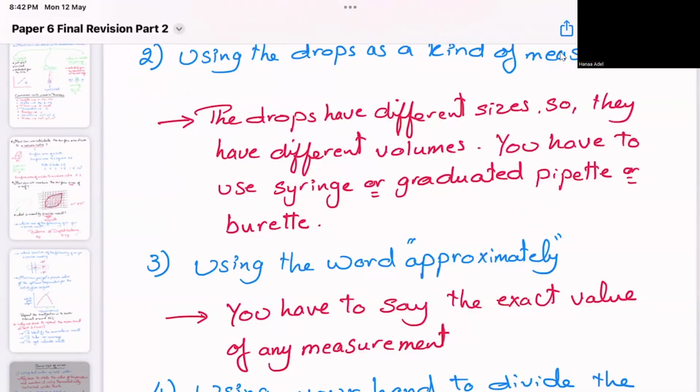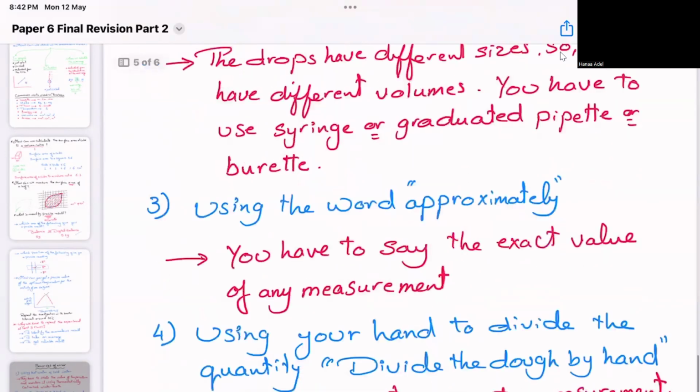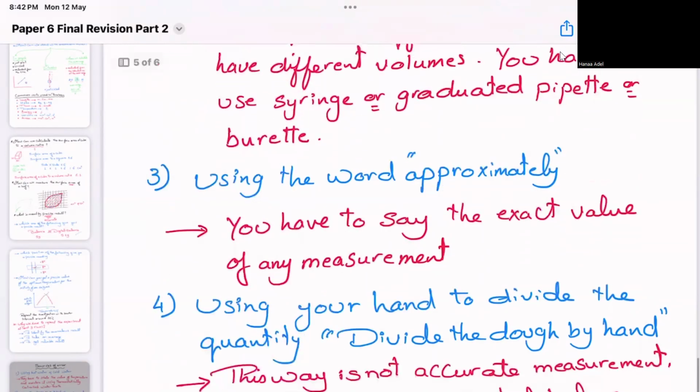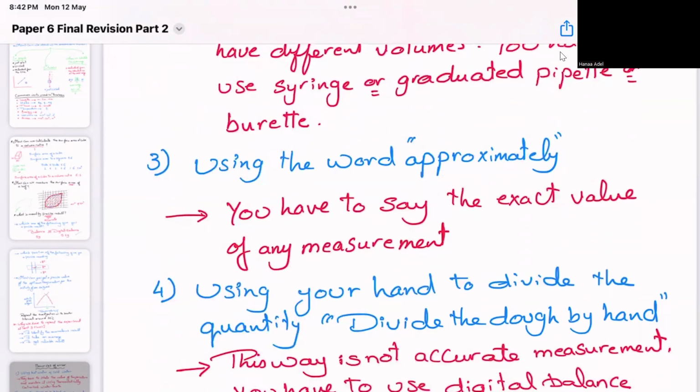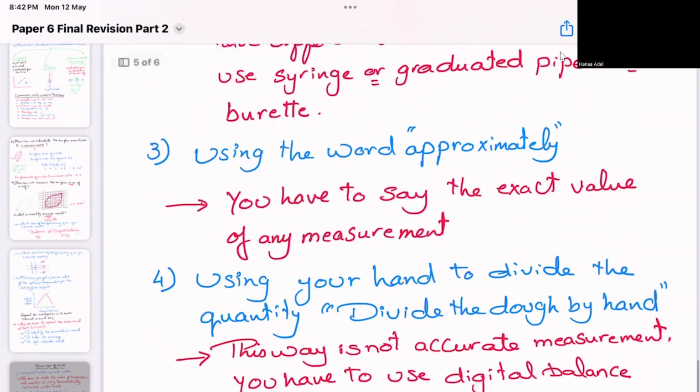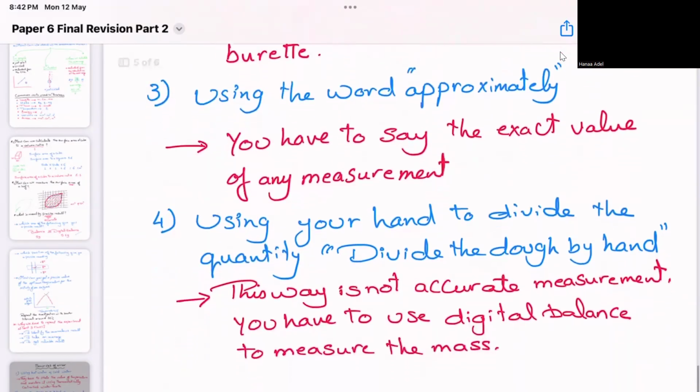Is it a precise way? Is it an accurate way? No. Using your hand to divide the quantity is not an accurate way. You have to use a digital balance to measure the mass. So we never divide the dough by hands.